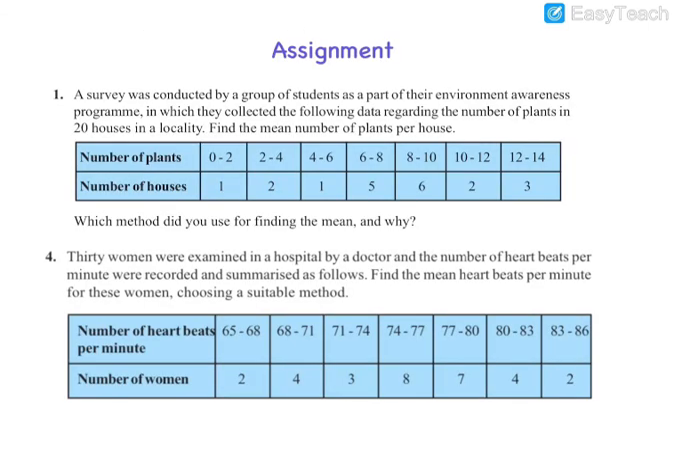With this, we come to the end of this video lesson. Your assignment for today are these two questions from exercise 14.1. Apply only one method in order to find the answer for each question. Now, which method you have to apply will be decided by looking at the values of xi and fi. If the values are very large, then you will opt for assumed mean method. If the values are small, then you can use direct method.